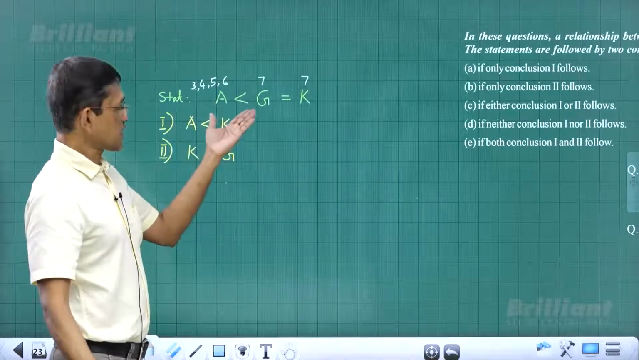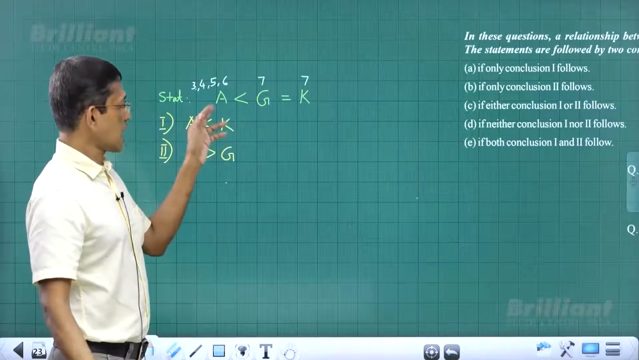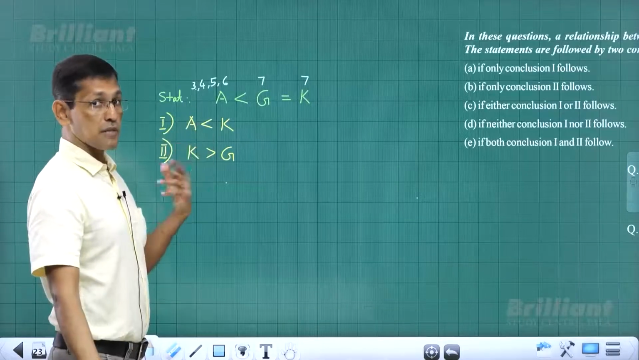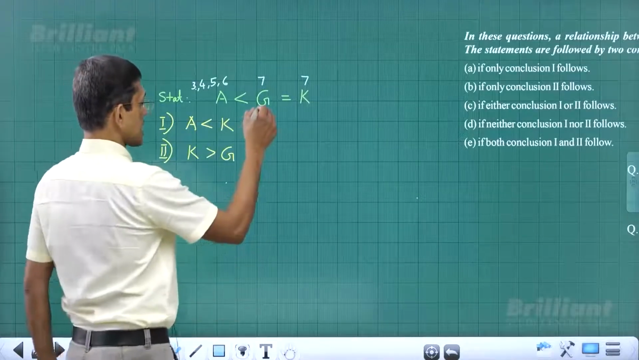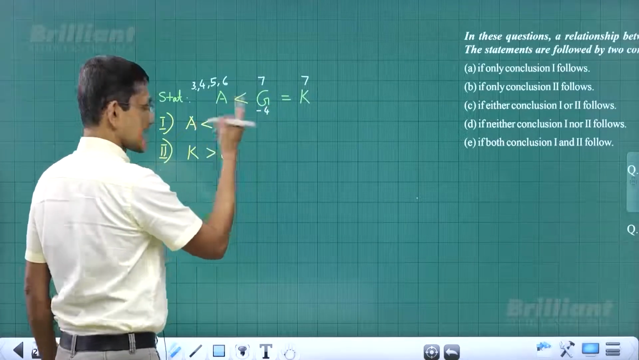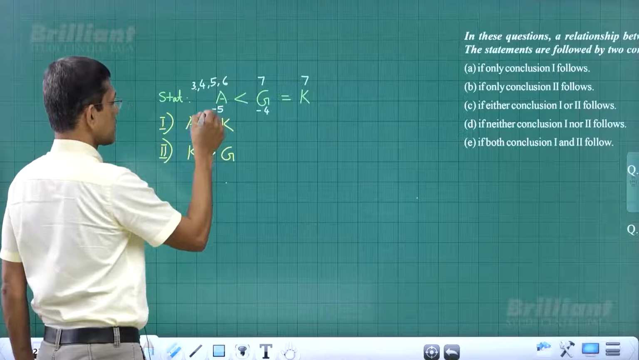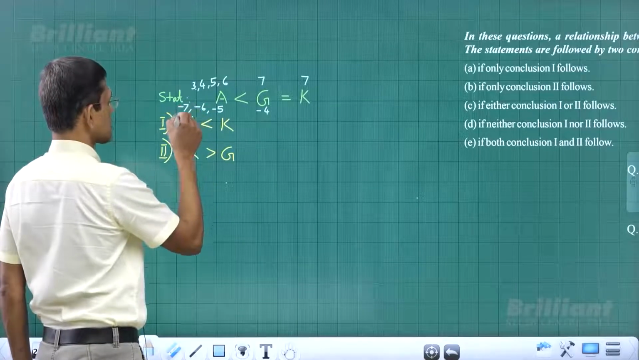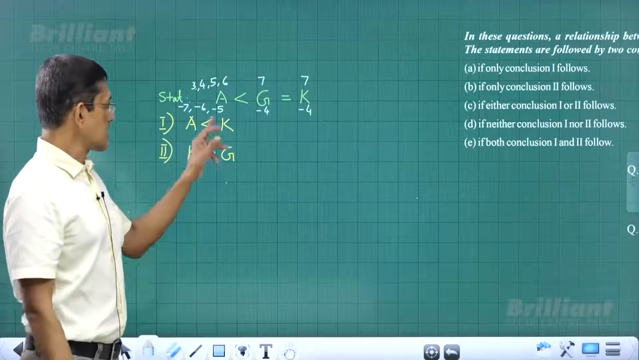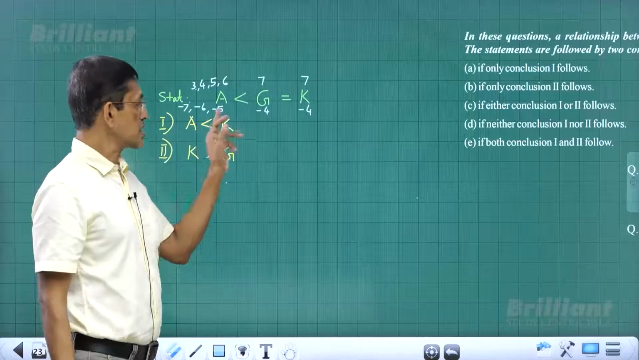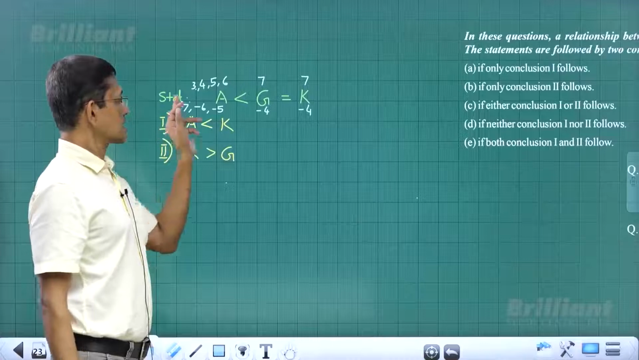And even if you give some negative values for G, let's say G is minus 4, A must be less than that. So A must be minus 5 or minus 6 or minus 7, whatever it is, all those possibilities. If G is minus 4, K must be minus 4 as well. Now look at that. Minus 5 is less than minus 4, right? Minus 6 is less than minus 4. Minus 7 is less than minus 4.